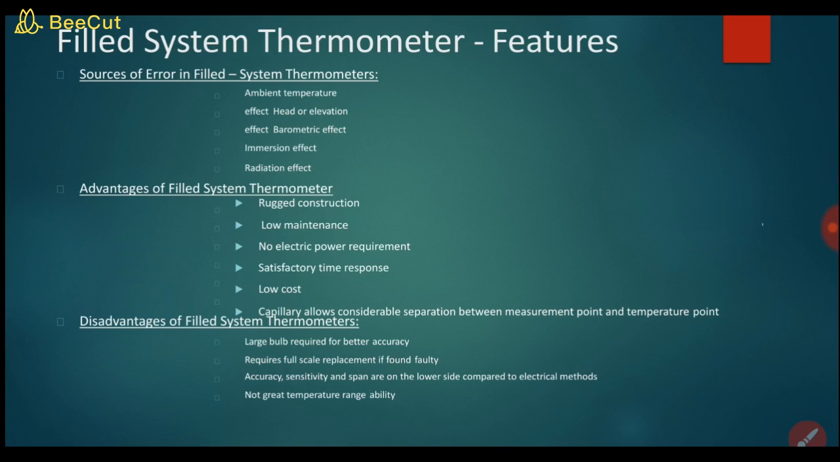If we talk about the disadvantages, students, a large bulb is required for better accuracy, full scale replacement is required if found faulty. Accuracy, sensitivity and span are on the lower side compared to the electrical method. So not great temperature rangeability.